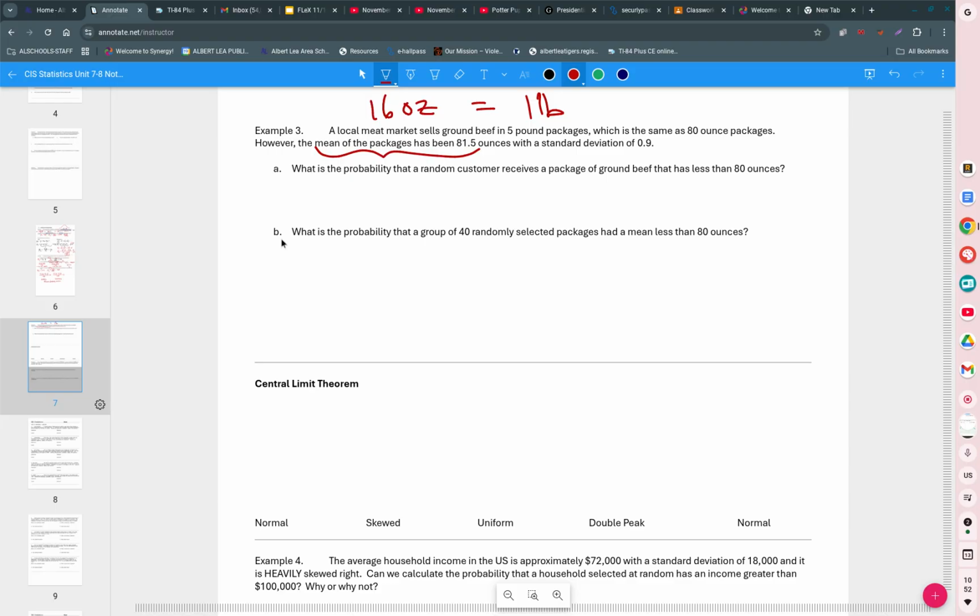What is the probability that a random customer receives a package of ground beef that is less than 80 ounces? And then, what is the probability that a group of 40 randomly selected has a mean less than 80 ounces? Can you see the difference between the two questions here, what you're being asked? The first one is about a single individual. So what do I set up?